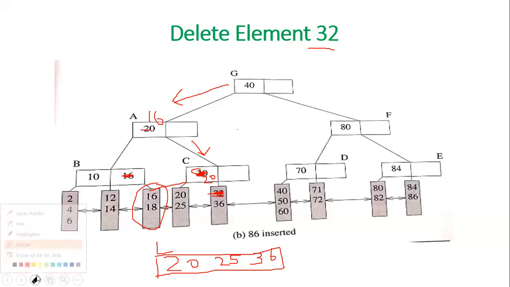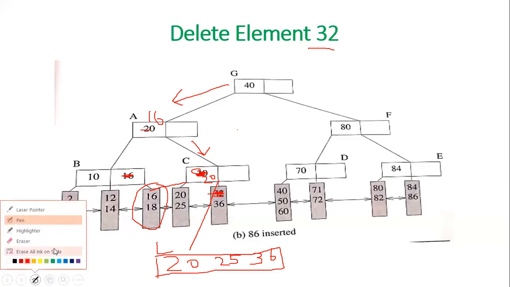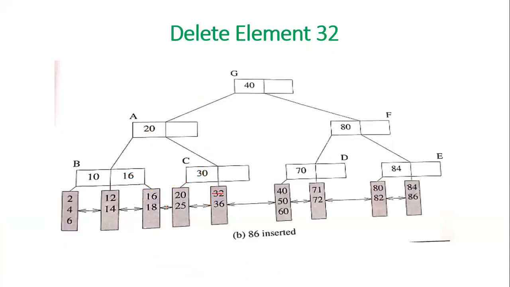Okay, and this new node 20, 25, 36 will become the right subtree of 20. Is it clear? So this is what is going to happen. All these changes are happening because of removing 32. When you delete 32, this node becomes deficient, so you are merging this. When you merge, this node is gone.